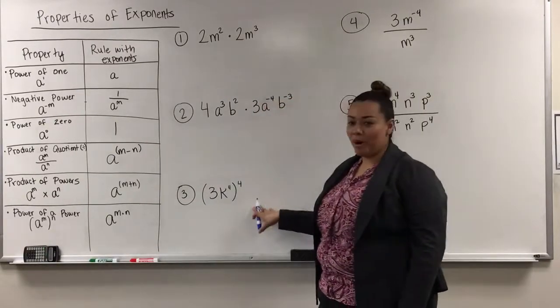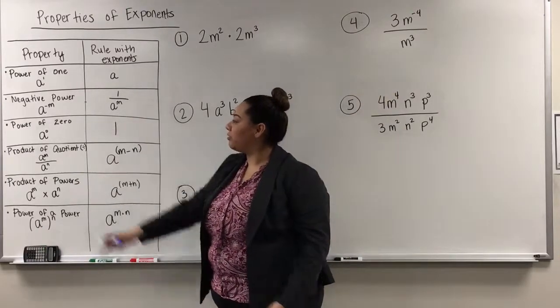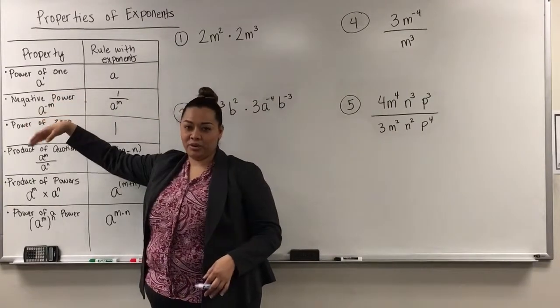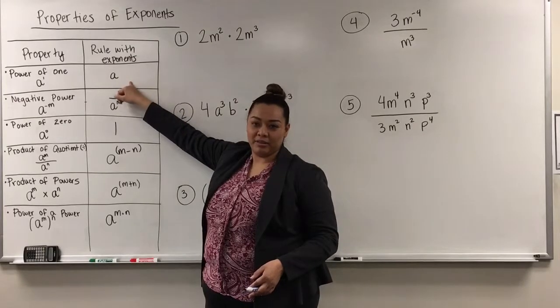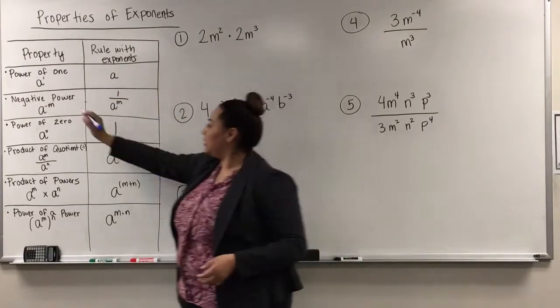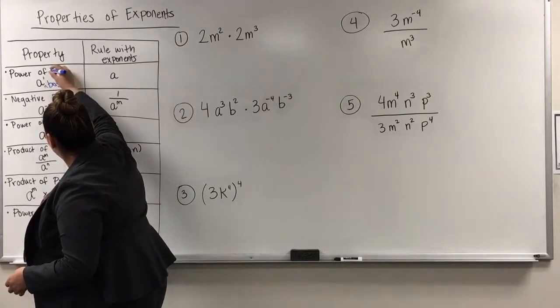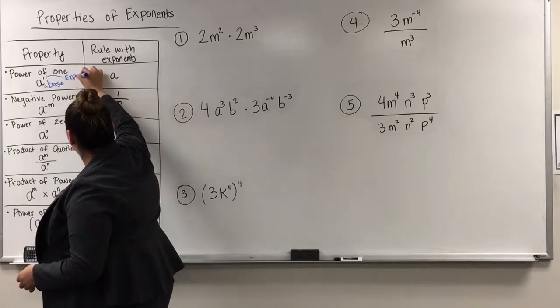We're going to be working on properties of exponents. So these are the rules that we're going to be following. These are the properties. The first one that we have is the power of 1. Any letter or number to the 1 power is just that number or letter by itself. So that's what we call it, the base. This right here is our base. And whatever number we have right here or letter, that's considered our exponent.